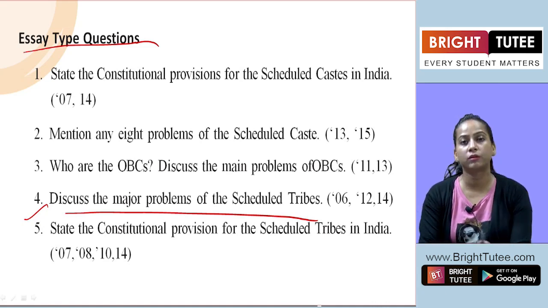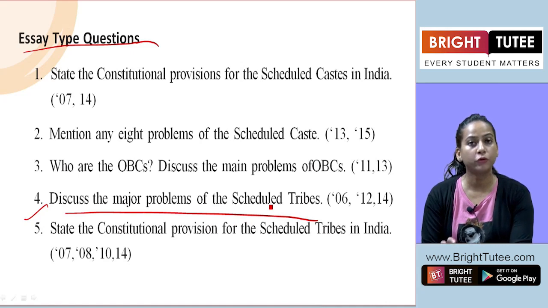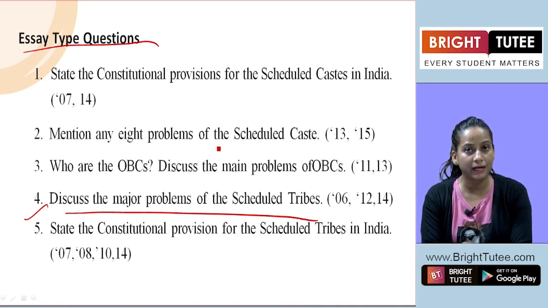So here we can mention the major problems related to scheduled tribes. First one is land alienation. Tribal land is rich in different resources, so due to this some outsiders and even the government have taken much of the land, which led to the exploitation of these tribal people, and they don't have a place to settle down in their own area. So these kinds of problems are there.